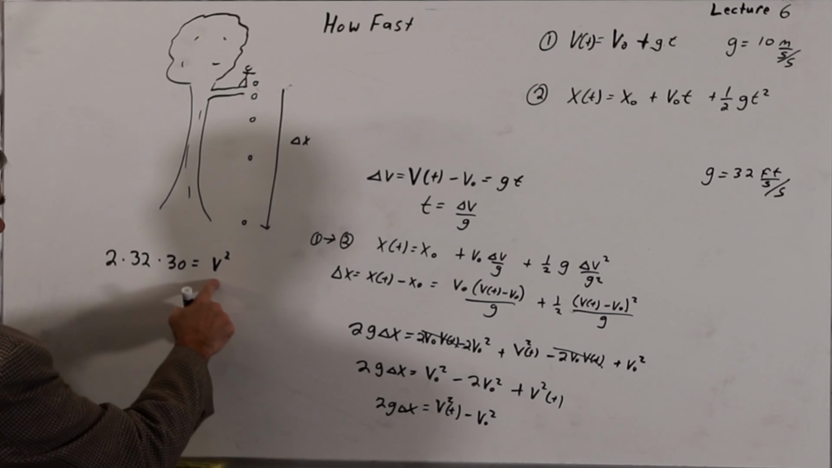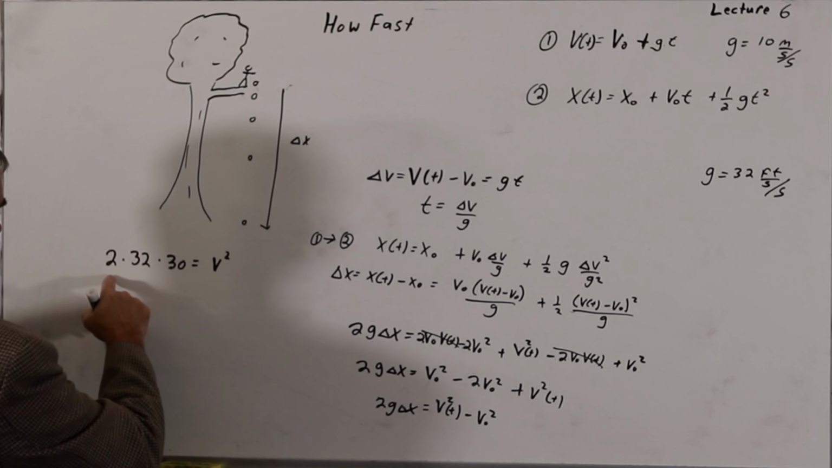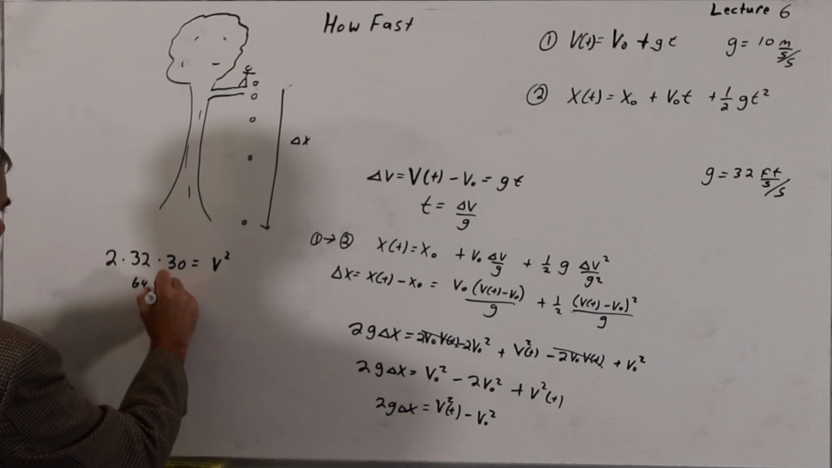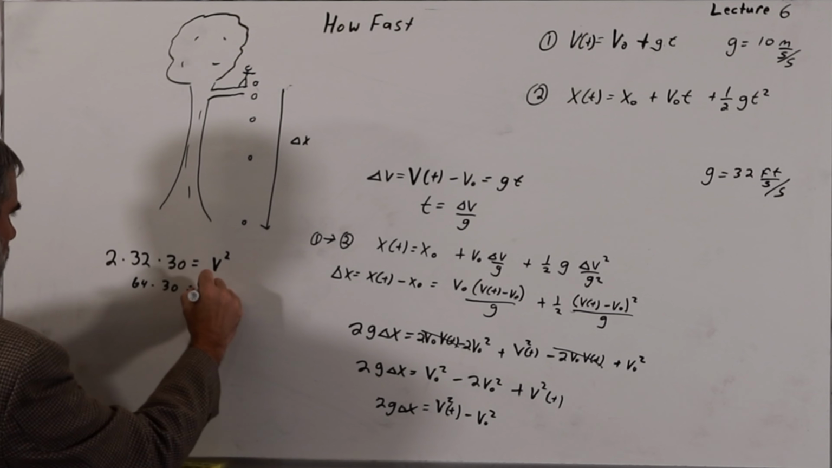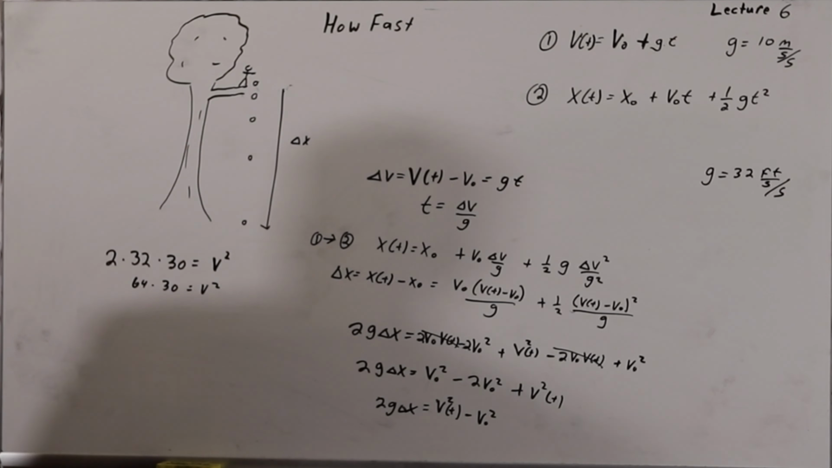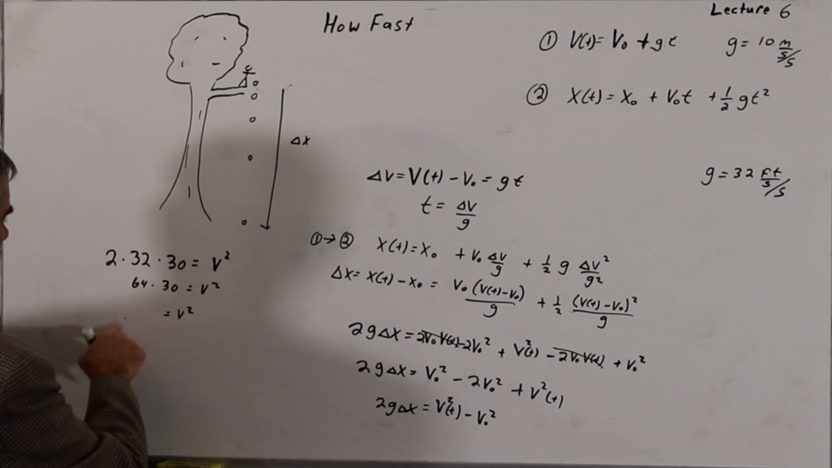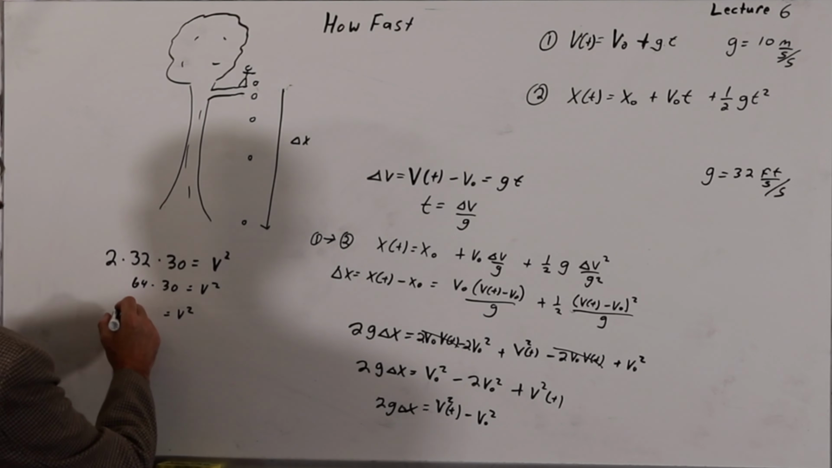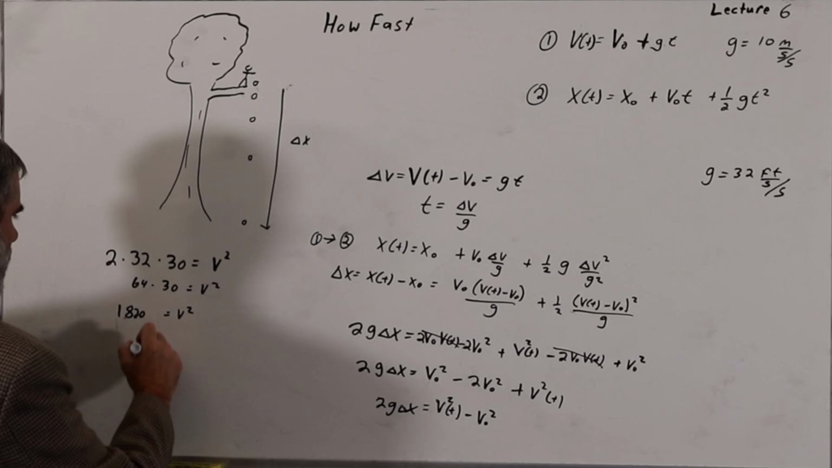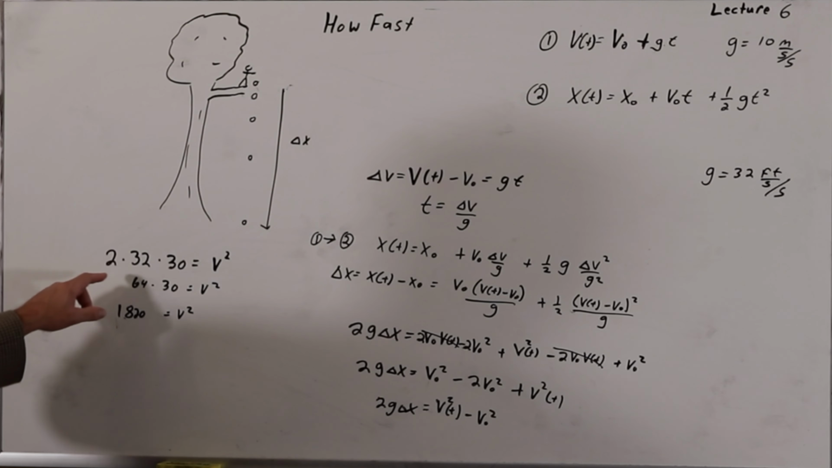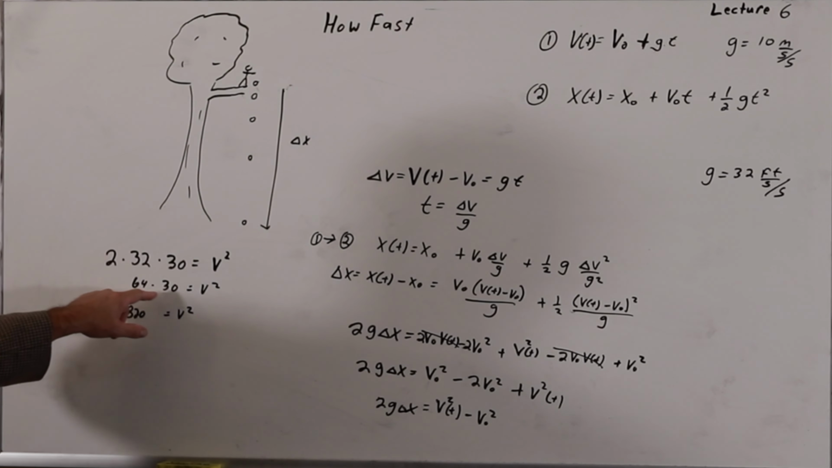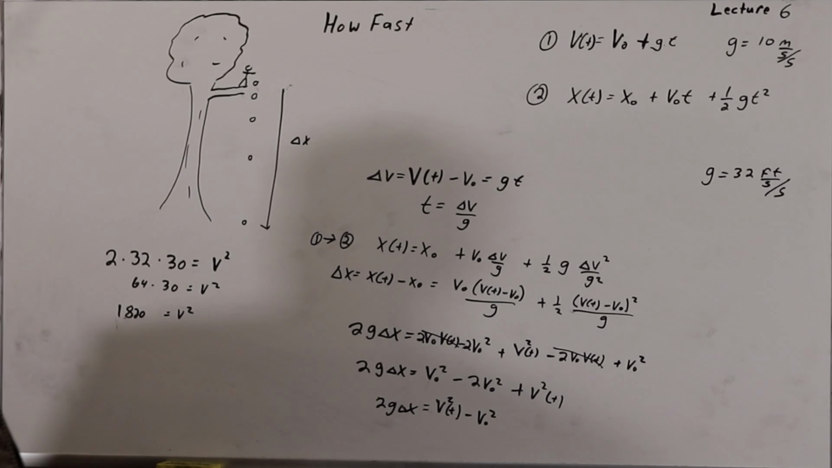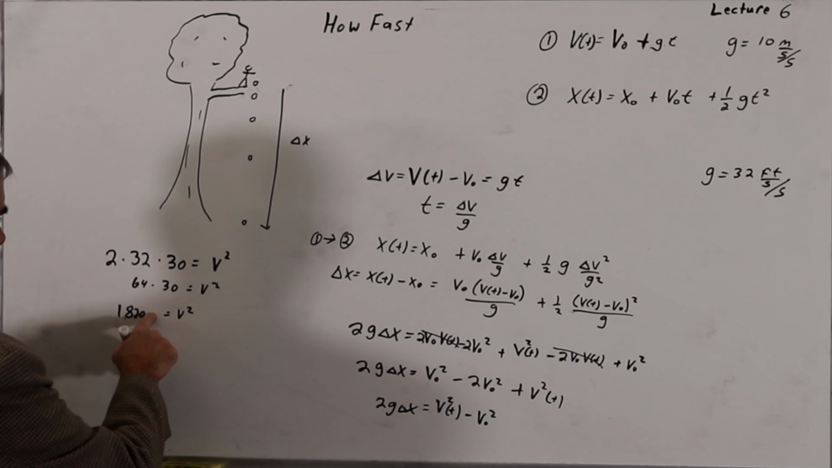So now all I have to do is solve this equation. So I do 2 times 32 is 64, and then times 30 equals v squared. We can do this problem here. 1800 plus 120, so that's 1820. And the units on that are going to be feet times feet per second squared. So that's feet squared per second squared. So this will be in feet per second.